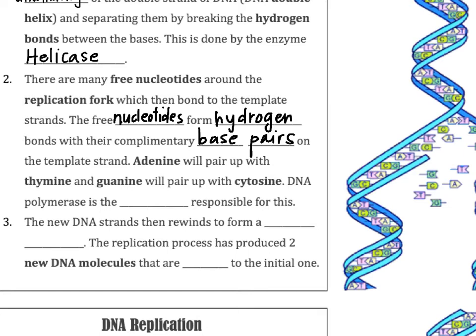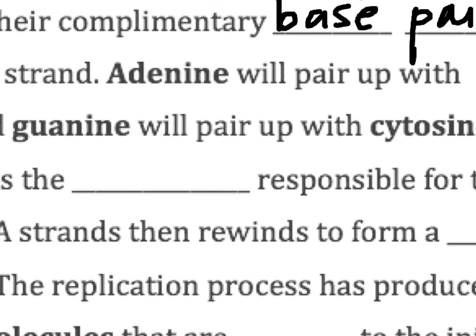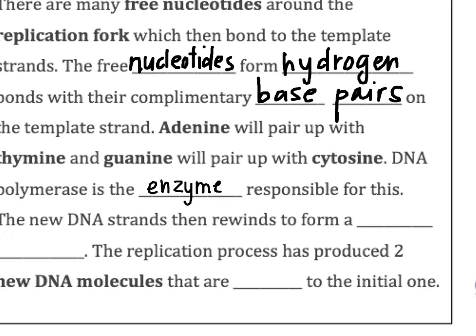And these pairs aren't going to form on their own, just like before we needed helicase to break the bonds. Now we need another enzyme to be able to make that bond form again. And the enzyme that we need is called polymerase. So polymerase is the enzyme that's going to bind the free nucleotides to the template strand.